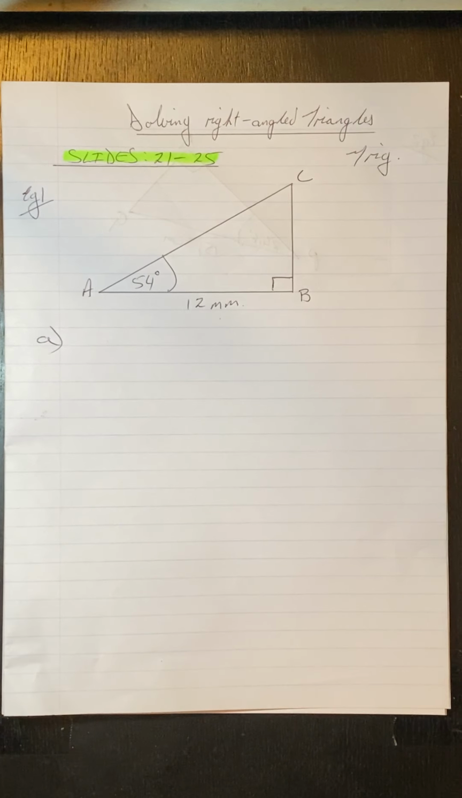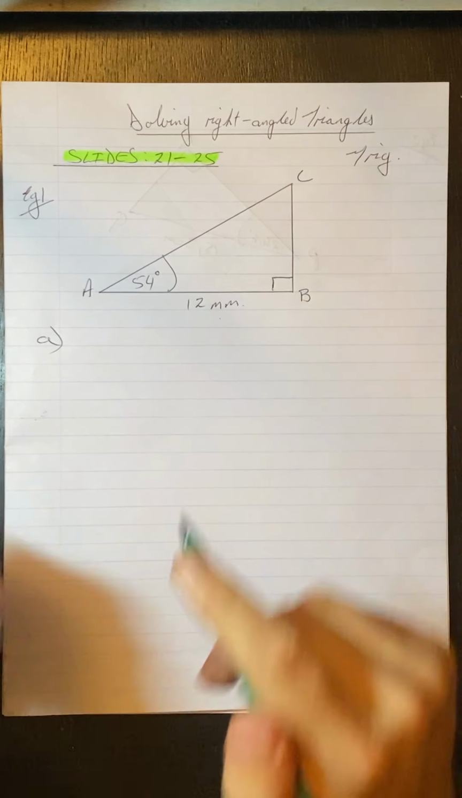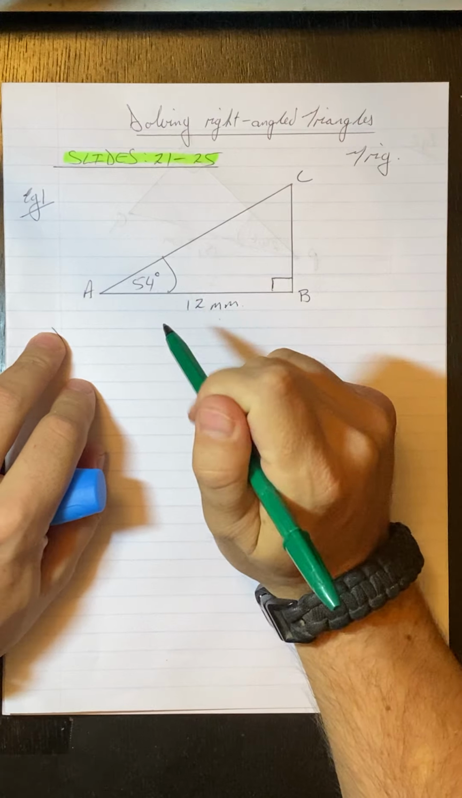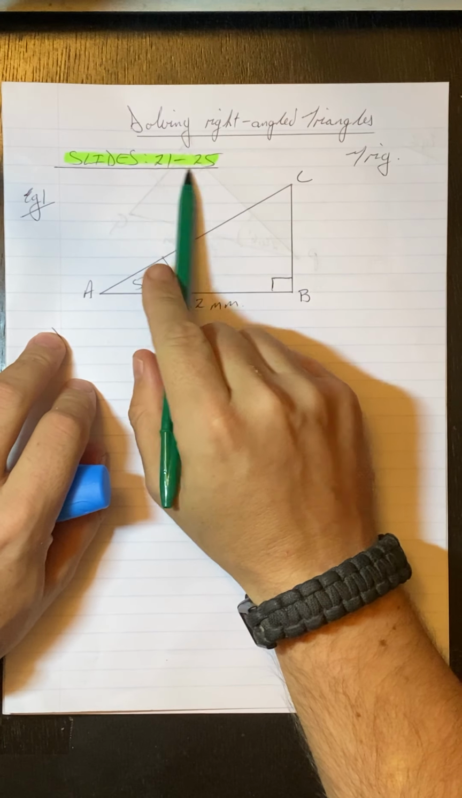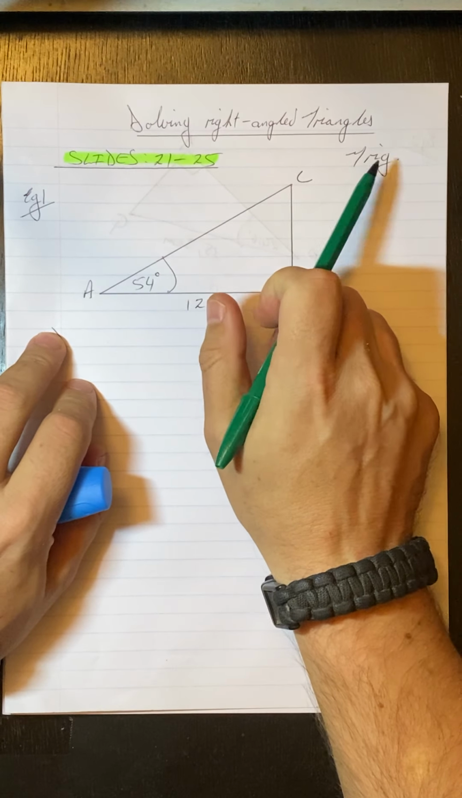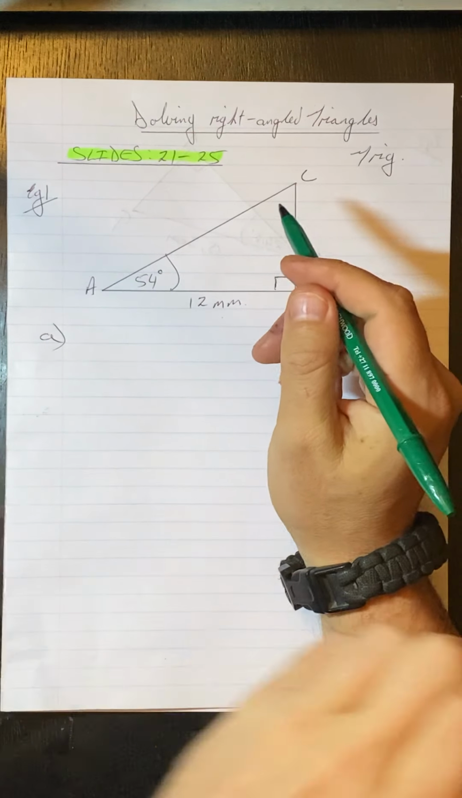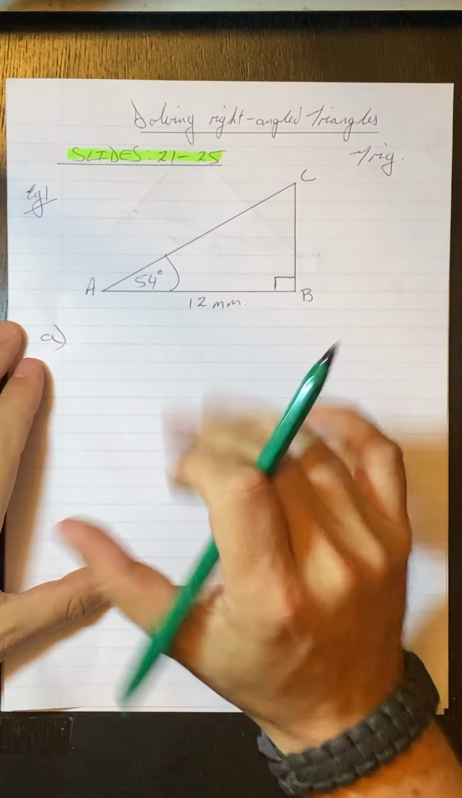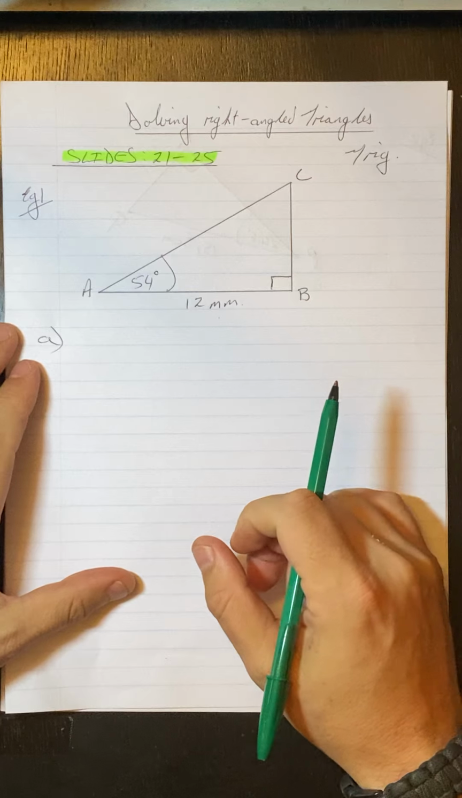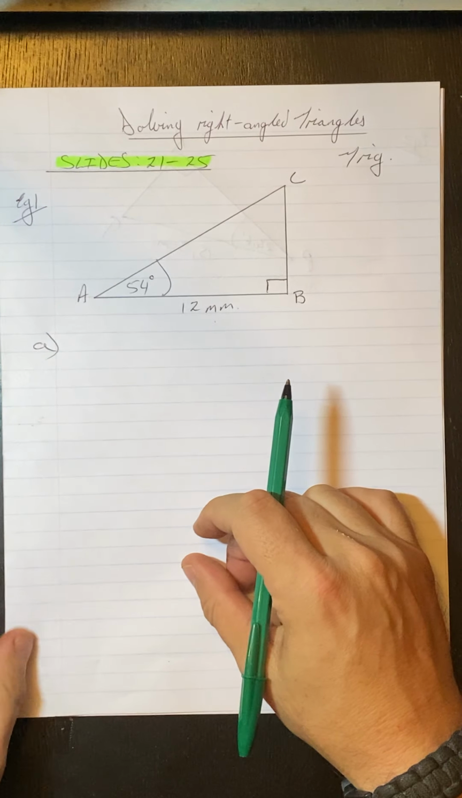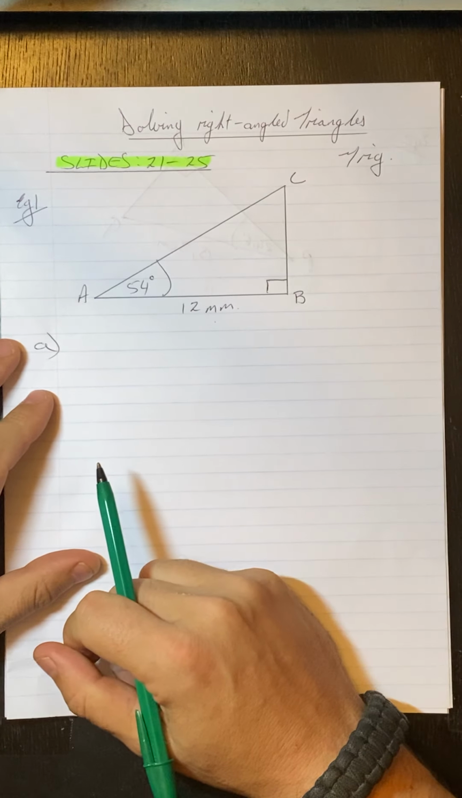How's it, grade 10? So today we're going on to solving right-angled triangles. We're working from slides 21 to 25 from the trigonometry PowerPoint. Okay, so now we're getting down to the crunch of trig, and we are going to use our trig functions to solve for triangles like this.